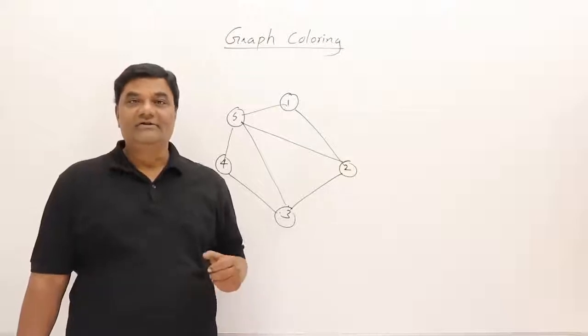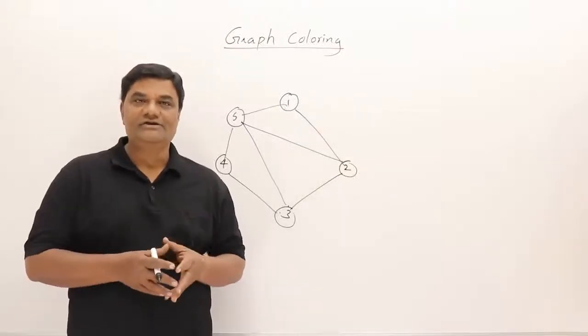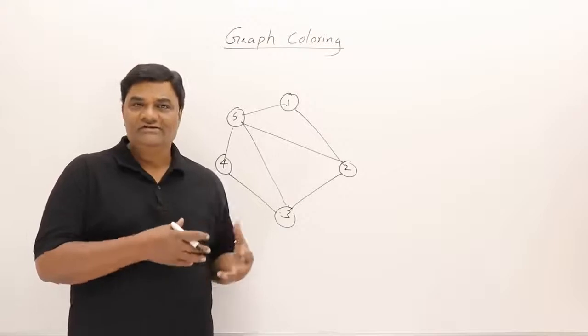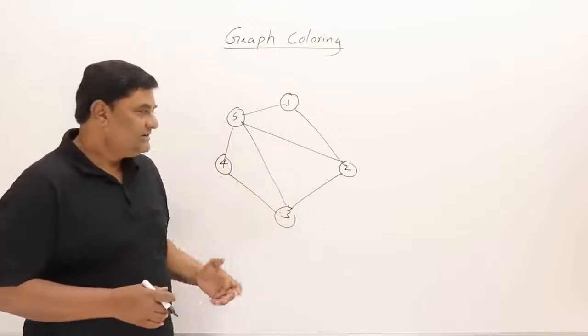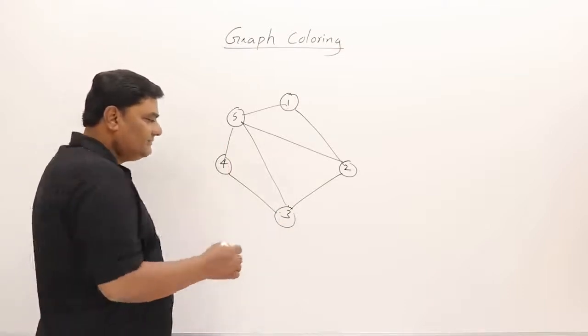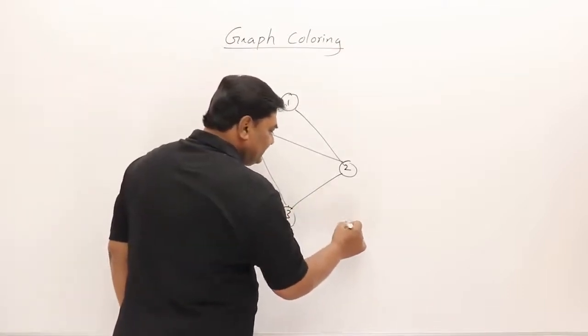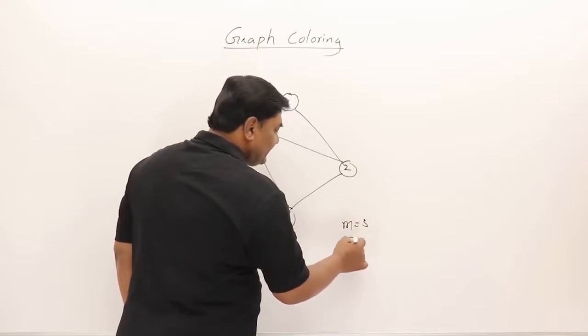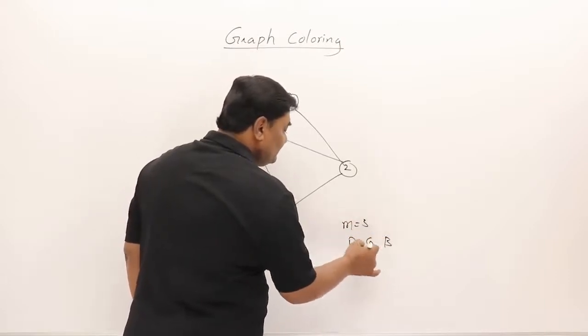The topic is graph coloring problem. This can be solved using backtracking. First of all, let us know what the problem is. See, a graph is given and some colors are given. Let us say 3 colors are given, that is red, green and blue.